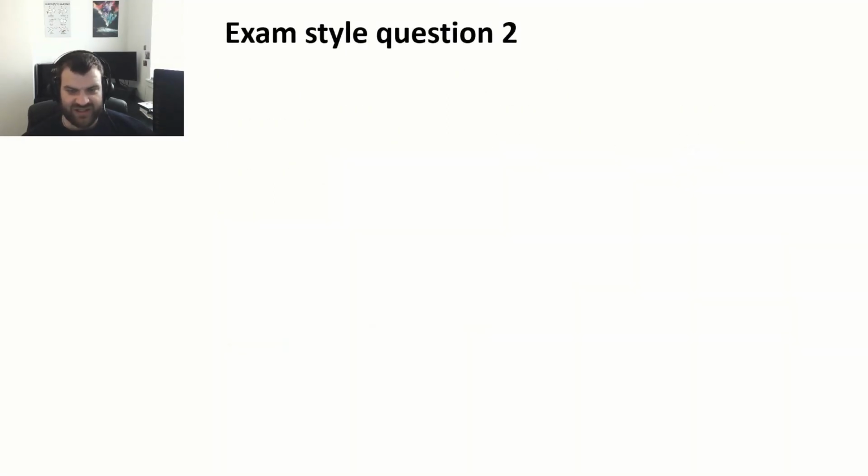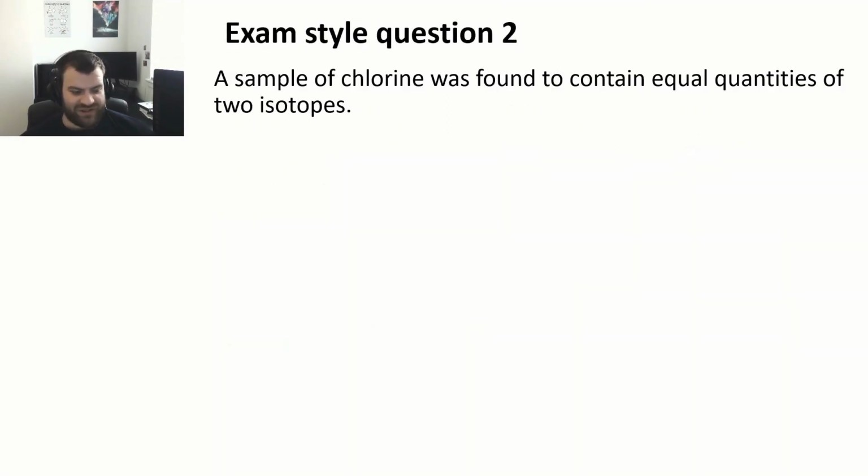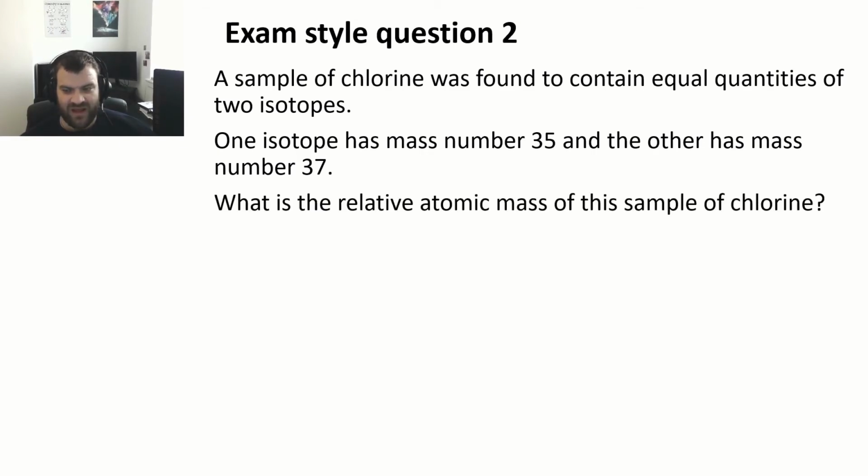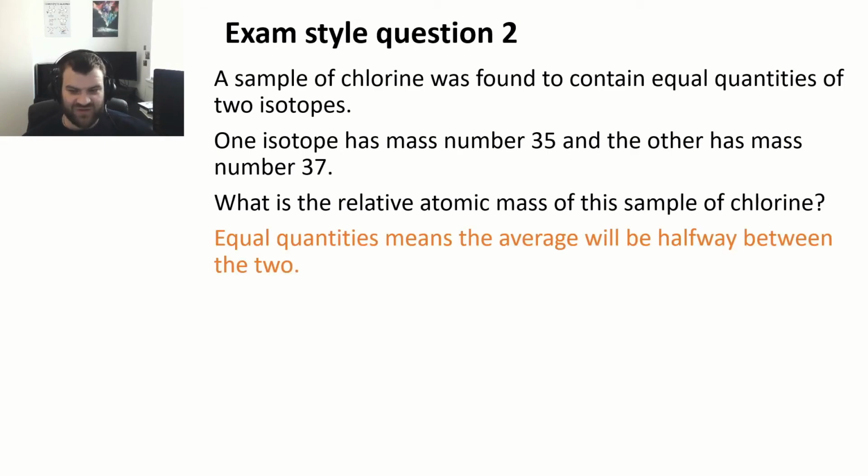Next type of question is they could give you one which is talking about when you've got a situation where you've got equal quantities of both isotopes. So we've got one isotope which has a mass of 35 and the other one has a mass of 37. If you've got equal quantities of both, your average will lie halfway between the two. And halfway between these two numbers will be 36 atomic mass units, or 36.